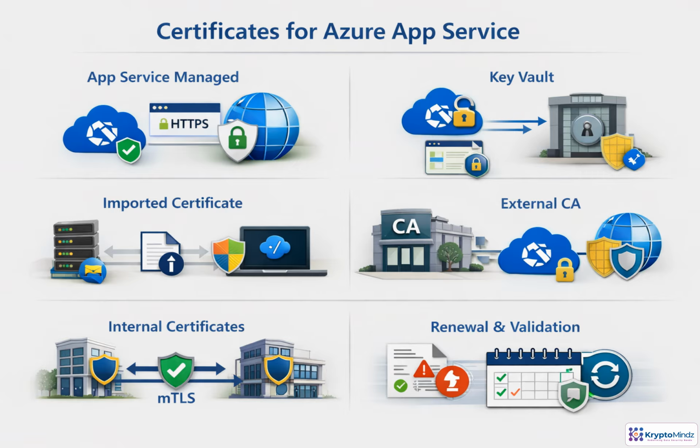Imagine an internal team publishing app.contoso.com on Azure App Service. For simple public sites, they might choose an App Service managed certificate, which handles issuance and renewal automatically. If security or compliance demands stricter control, they instead import a certificate or reference one from Key Vault, possibly issued by an external CA. For backend or hybrid scenarios, they rely on internal certificates and mutual TLS. In every case, automated renewal and binding checks help prevent unexpected HTTPS outages.